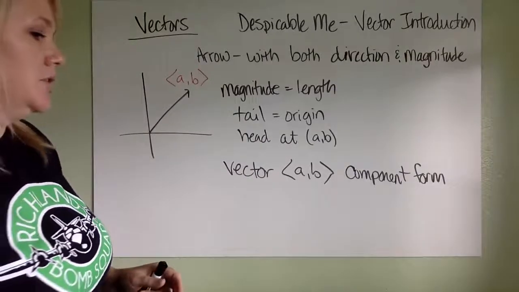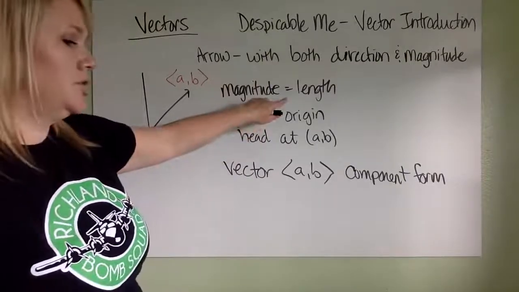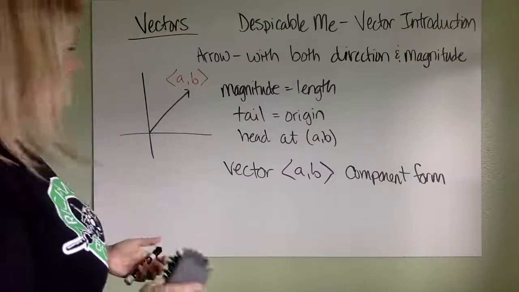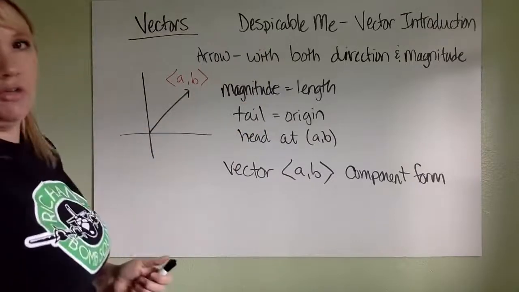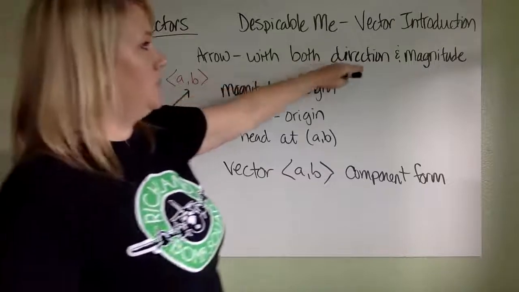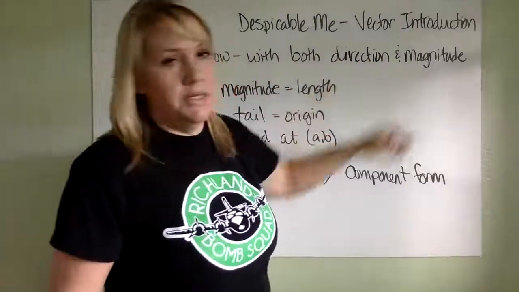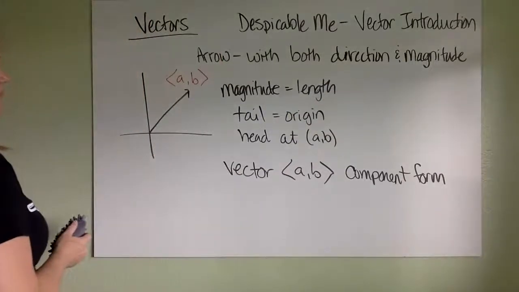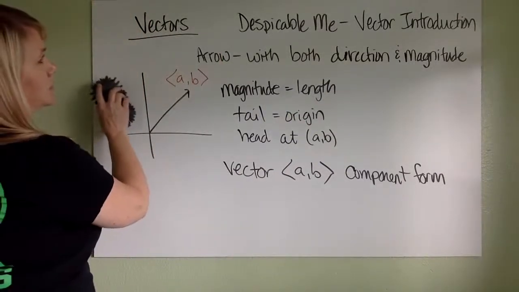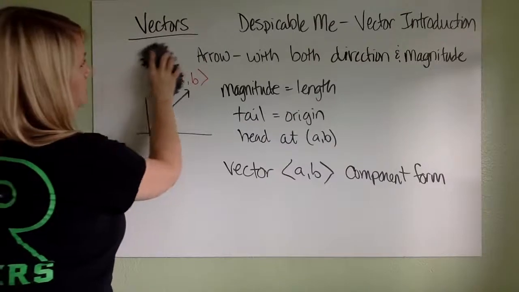I'm going to give you a vector. We're going to calculate its magnitude, which is its length, and then we're also going to calculate something called its directional angle. So we talked about it having both direction and magnitude. Direction meaning where is it going, and magnitude being how long is it. So I'm going to erase all of this stuff.